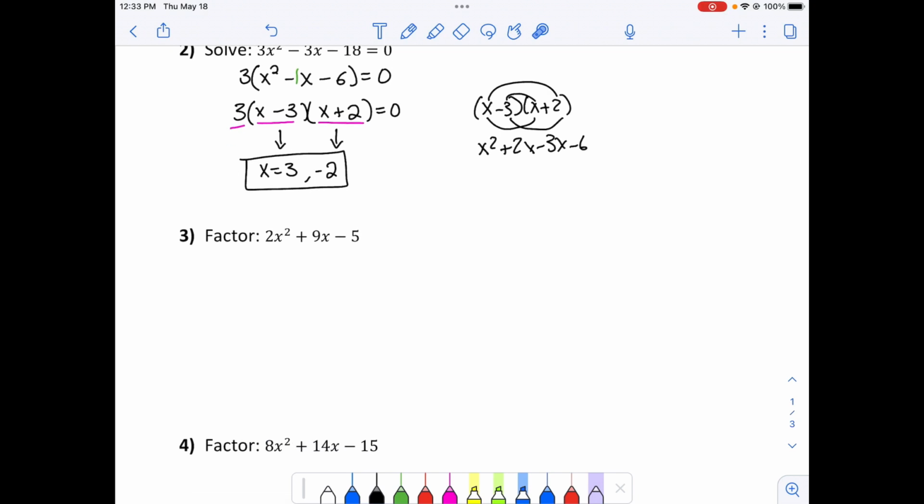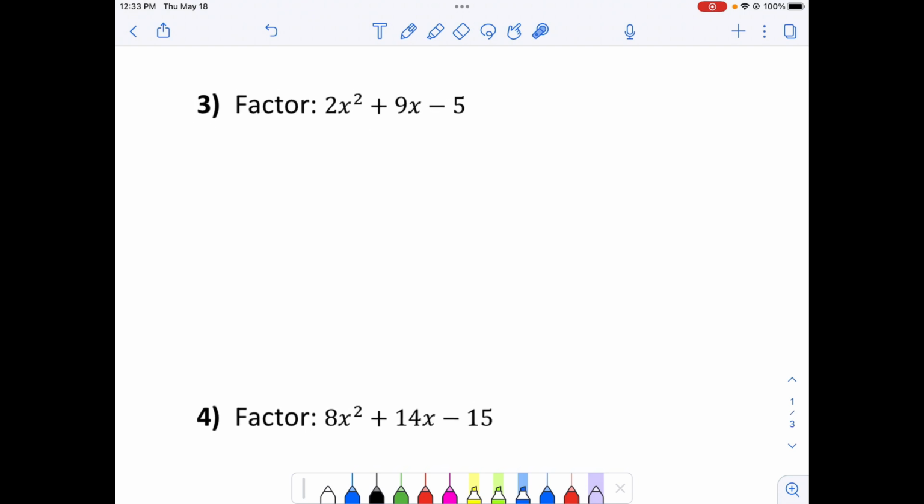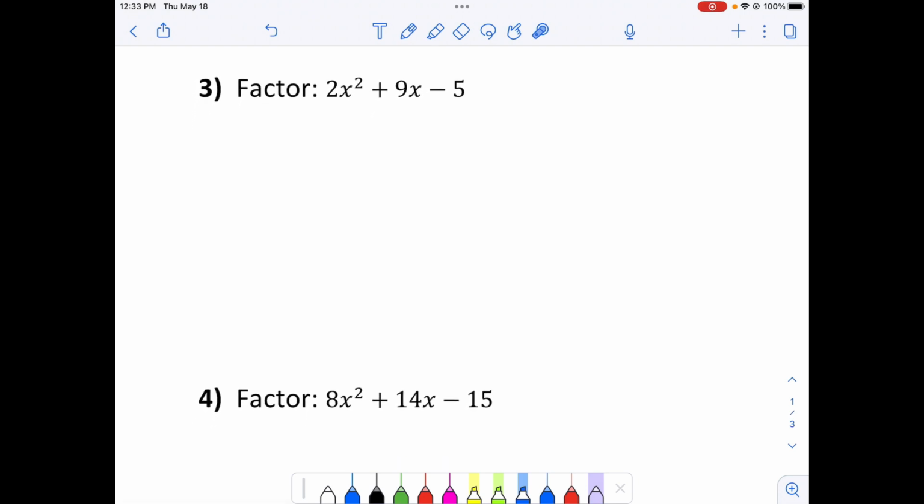The next two examples are just factoring. In these cases, there is no greatest common factor, so I cannot help myself by doing that. And so I end up doing trial and error. And so the reason why these are a little bit trickier is that a is not 1. And so we have a bunch of different things that we will need to try. So some people like to actually write out the different combinations.